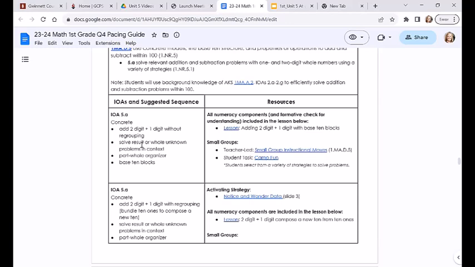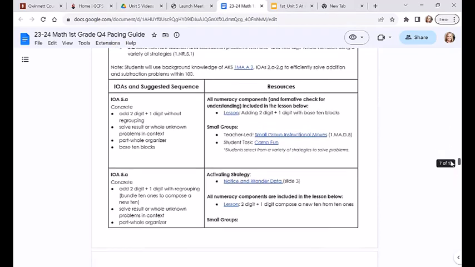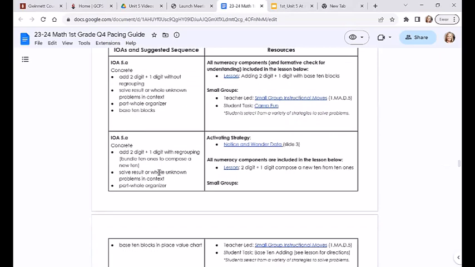And all of these are going to be result unknown or whole unknown, relevant problems in context. We would also like to see those part-whole graphic organizers being utilized. And again, this is concrete, so we're working with base 10 blocks. The next day, we're going into 2-digit plus 1-digit with regrouping. So this would be their opportunity to bundle 10 ones to compose a new 10. So still just 2-digit plus 1-digit concrete.